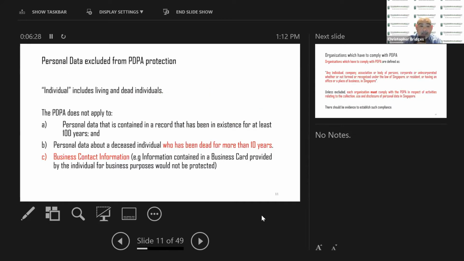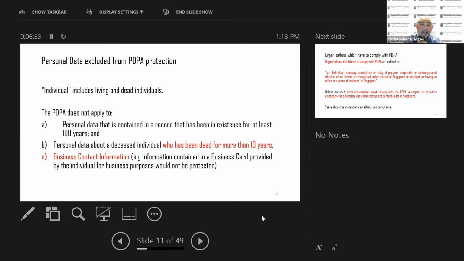Okay, as you can see, personal data that is contained in a record that has been in existence for 100 years doesn't apply. Personal data about a deceased individual who has been dead for more than 10 years also doesn't apply. And business contact information, for example, your information that you print on a business card that you hand out, such information is not covered by PDPA.